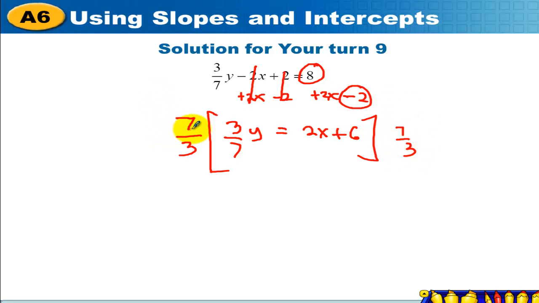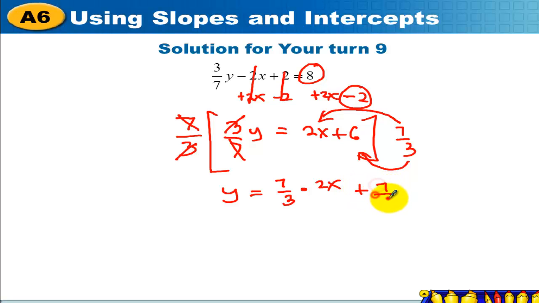So 7 over 7 is 1. 3 over 3 is 1. So 1 times y is just equal to y. I need to distribute my 7 over 3 to my 2x. So that's 7 over 3 times 2x. And then 7 over 3 times 6. That's distributive property. Note that I cannot divide 2 by 3. So we just need to multiply 7 by 2, which is 14, divided by 3.